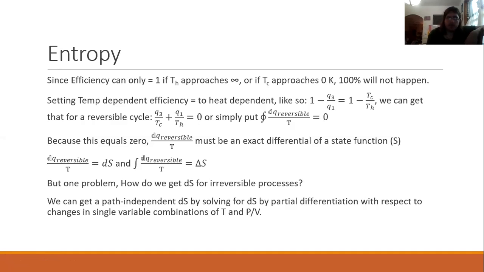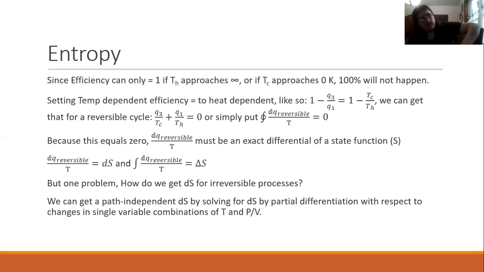So for a reversible path, the cyclic heat-based function, where we divide by temperature, always equals 0, we get an exact differential. And this must be the state function that we're going to define as S, or entropy. If we do the integral of Q over temperature, we will get entropy.